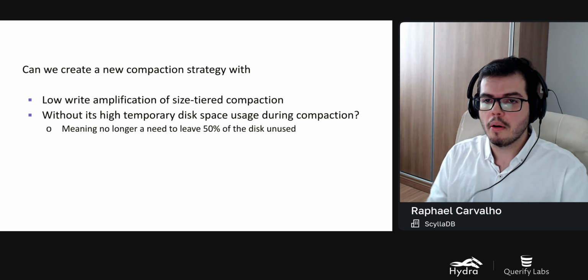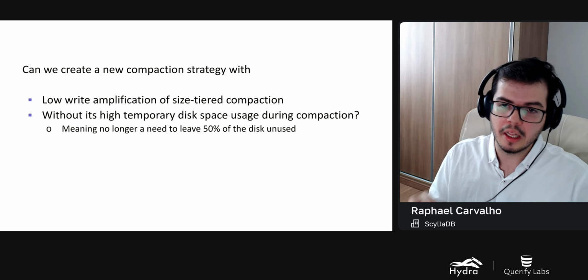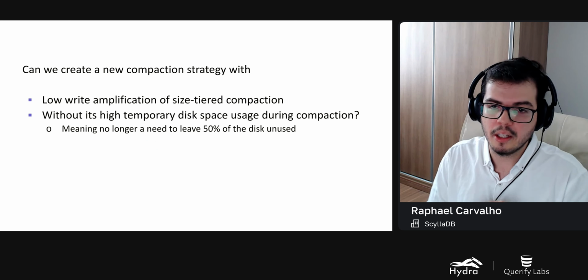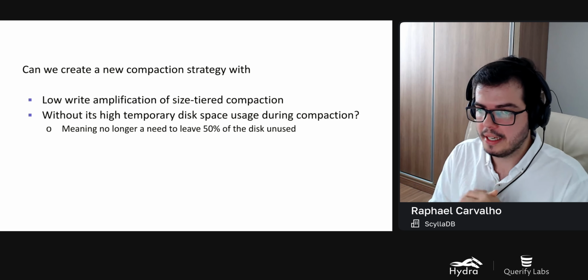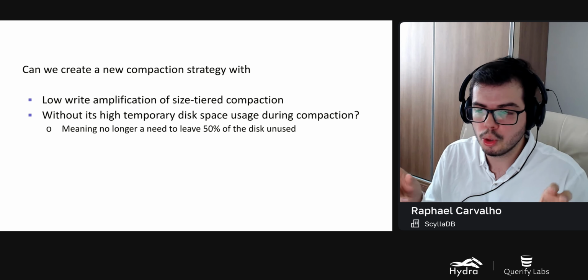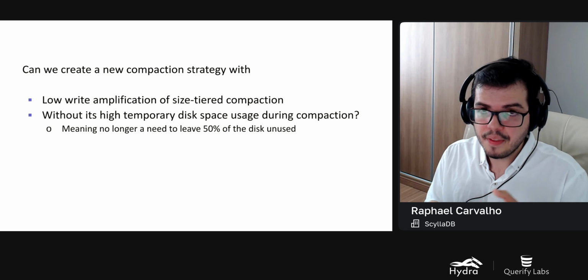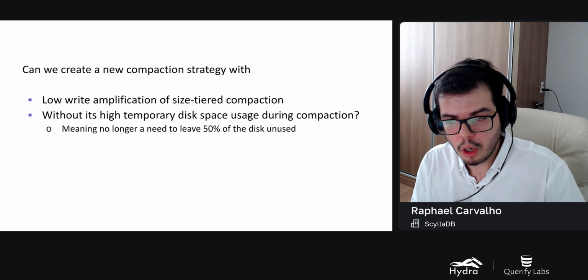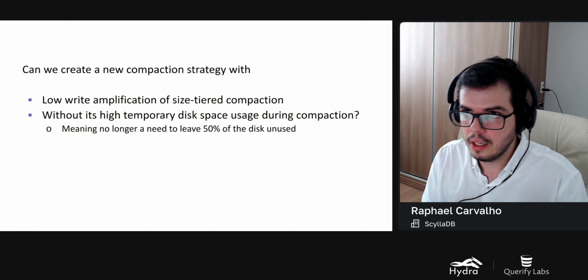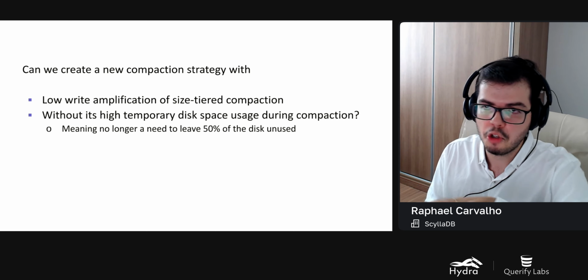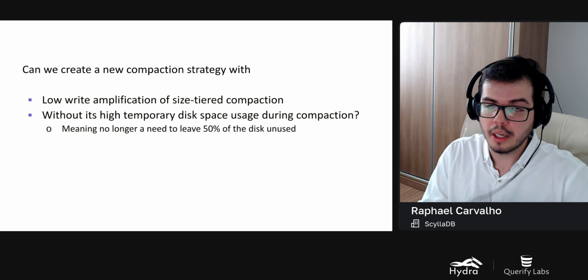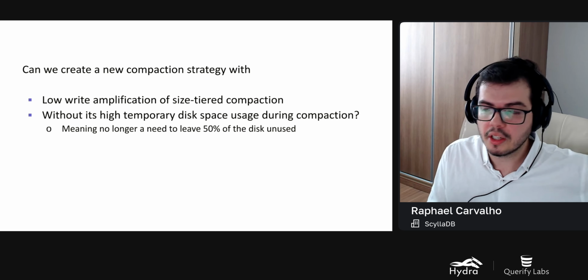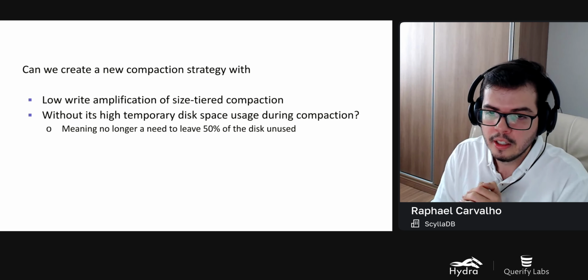So can we create a new compaction algorithm with low write amplification, but without the space requirement that affects the tiered policy? Because like I said, space amplification comes in two flavors. The first flavor is the amount of space needed for compaction to complete, which, in tiered policy, means we have to wait for the compaction to complete before we can release the disk space of the input files.